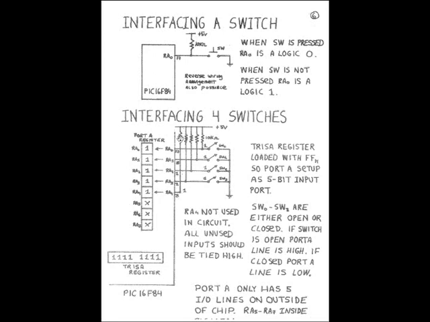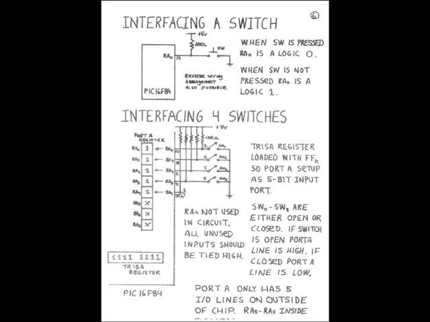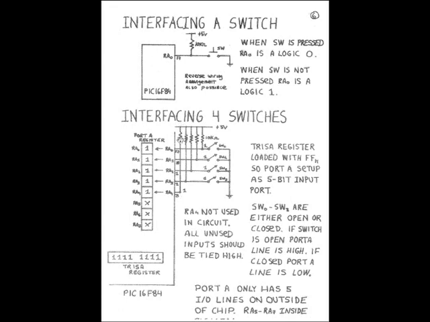RA4 in fact is not being used in this circuit, and if it's not being used, you have to tie it to a logic 1. There's a rule in digital logic that all unused inputs must be tied high. So RA4 in this application is tied directly to 5 volts through this 10k ohm resistor here. We've only got 5 port A lines, RA0, RA1, RA2, RA3 and RA4. We don't have 8, we only have 5. So that's why I've only shown 4 switches here and RA4 tied directly to 5 volts.